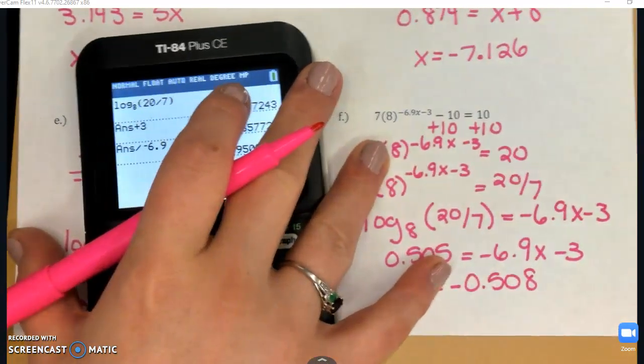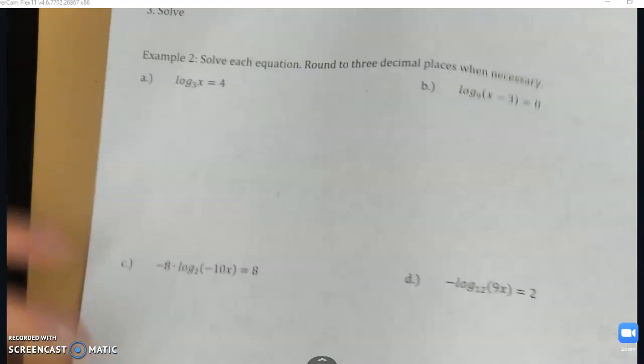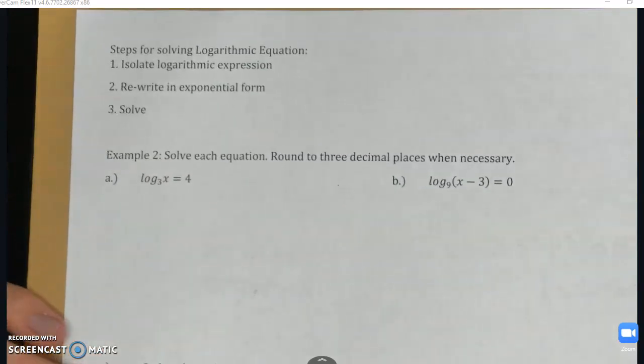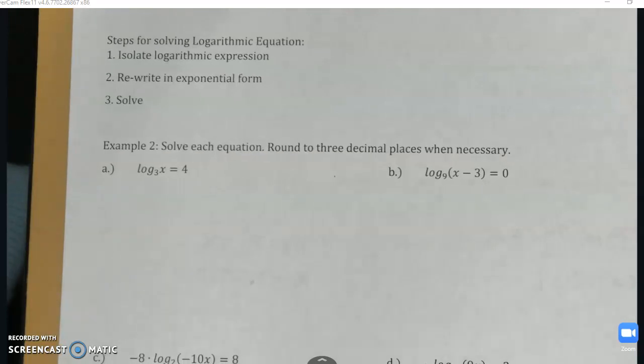All right, and that is it for our front side, which is solving exponential equations. Moving on to the back, I'm now going to be solving log equations, which has similar steps, but there's one step that we kind of do in reverse. I'm going to isolate my log expression if needed. Then instead of writing it as a log as I did on the front, I'm going to write it as an exponential and solve.